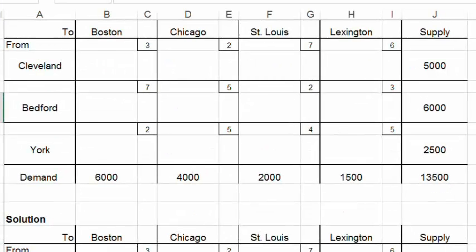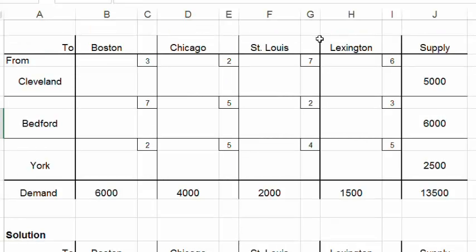And you could see here, let's try to make sense of what this table is saying. In the rows you have the plants, the origins, the sources, the places that have the stuff: Cleveland, Bedford, and York. And how many do they have? In the supply column, it tells you how many are available: 5,000, 6,000, 2,500. In the columns, we have the distribution centers, the destinations. And how many do they need? At the bottom, you'll see the demand values. So it's the same data. And in the little boxes here, you see the unit costs. These little numbers are the unit costs we saw.